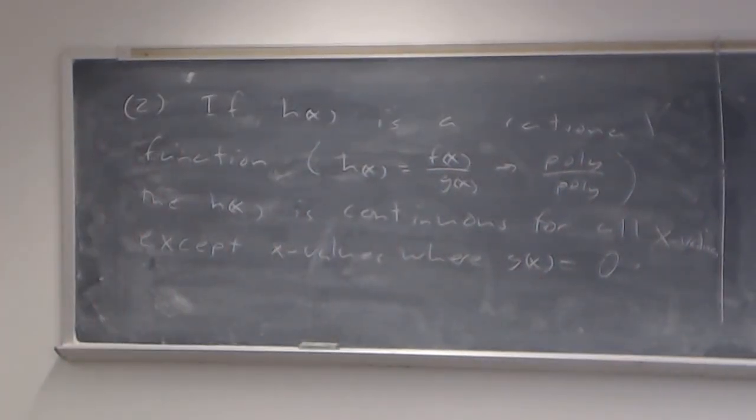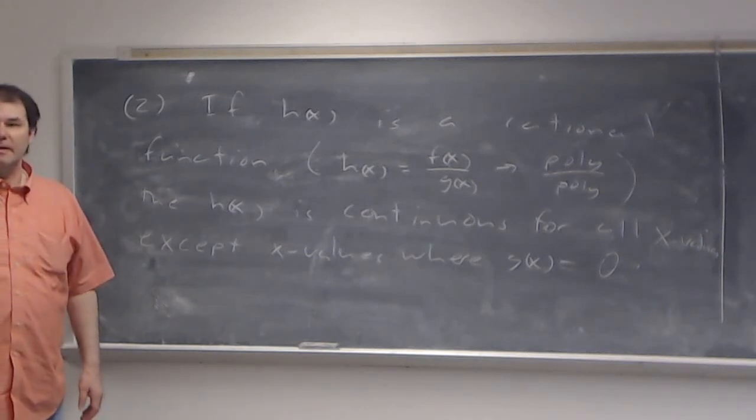And a polynomial is continuous. That's the top. The bottom is continuous. So as long as the bottom isn't 0, you take two continuous functions and divide them, you're going to get a continuous function, except where the bottom is 0. Outstanding. Is that okay with everybody? Outstanding.